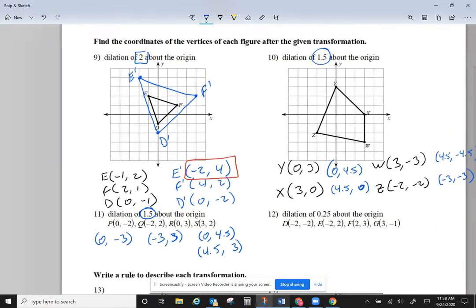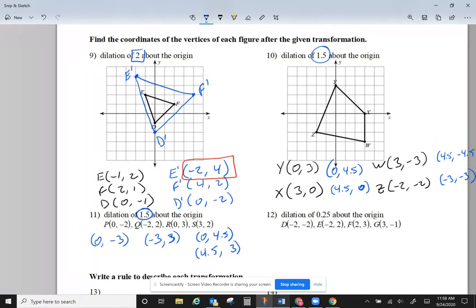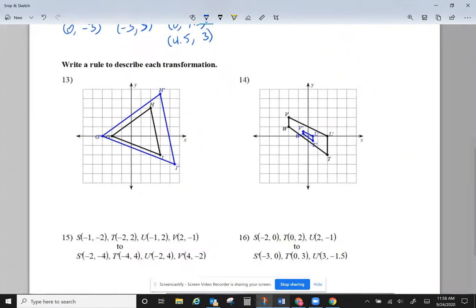Multiplied, for when I'm asking for the coordinates, multiply each value by the scale factor. I think we get the idea. We're not going to do question number 12. Now, let's take a look at number 13.